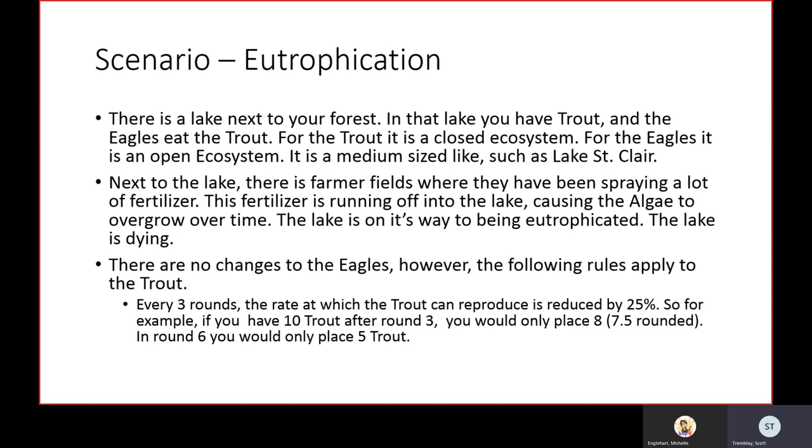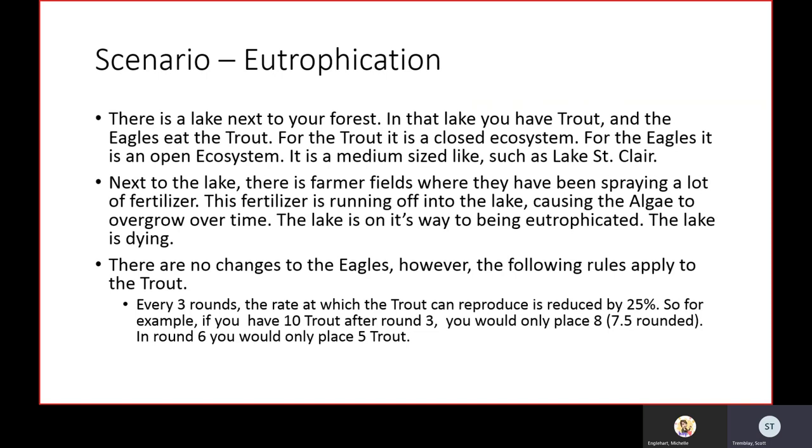The lake is dying. And if you want to know more about how eutrophication works, then please go back and watch the eutrophication video. And there we go. So there's no real change to the eagles. However, the following rules apply to the trout. Every three rounds, the rate at which the trout can reproduce is reduced by 25%. This represents the fact that in a lake like this, trout will put their eggs in shallow parts of the water, and those are the areas most likely to be eutrophicized. So the very place where the trout need to reproduce are the very places of the lake that are dead.